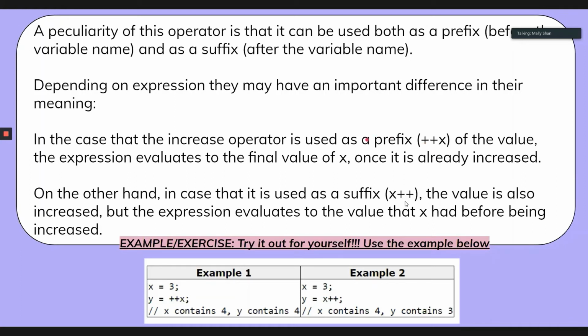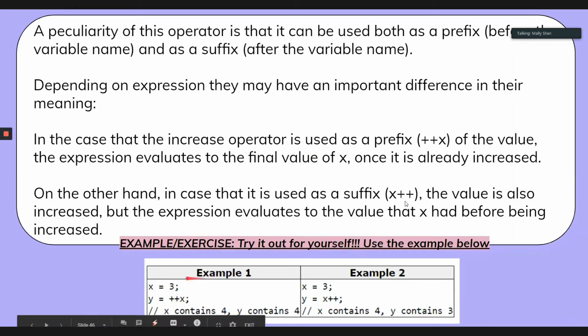So a prefix, because it's before, you do the operation before you do anything else. While a suffix, since it's at the end, since it's after, you only do that operation of increasing after you did the other operation.